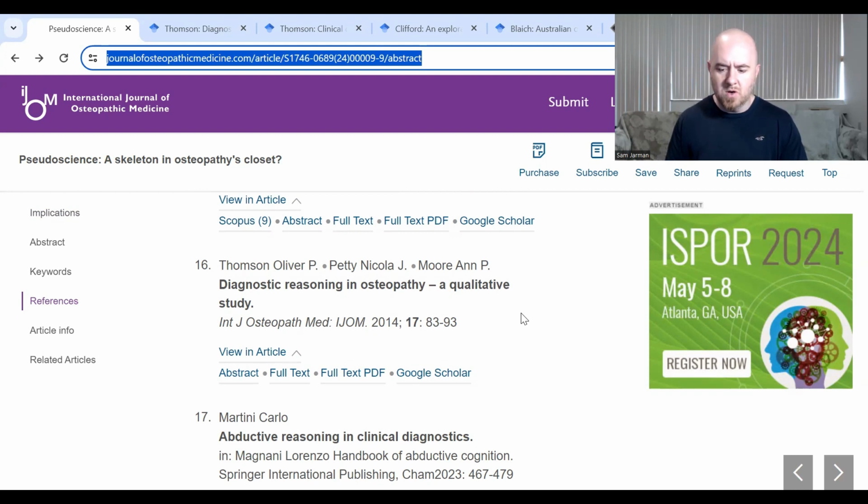So often what you're going to notice is that anybody, regardless of background, regardless of profession, is going to have an observable preference set, an observable set of interests. And when I saw that the author was interested in diagnostic reasoning, so the 16th reference here is by Thompson and Petty and Moore, Diagnostic Reasoning in Osteopathy, a qualitative study. So once I hear diagnostic reasoning, because of my personal background with receiving my Master's of Science in Health Science Education, and my thesis supervisor definitely being interested in diagnostic reasoning.